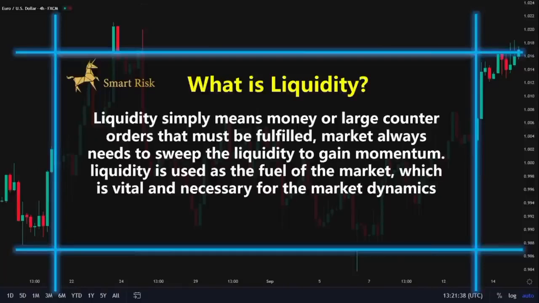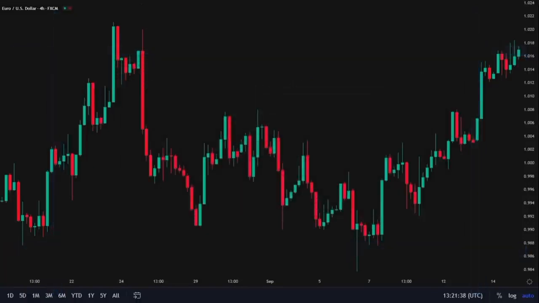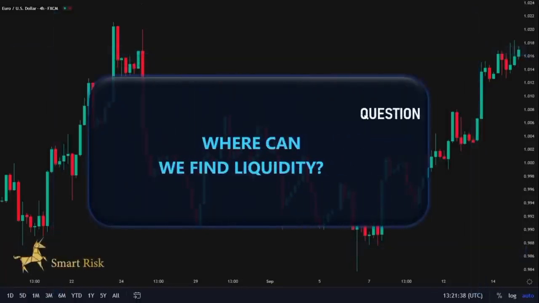that must be fulfilled. Market always needs to sweep the liquidity to gain momentum. In other words, liquidity is used as the fuel of the market, which is vital and necessary for the market dynamics. So, where can we find the liquidity?